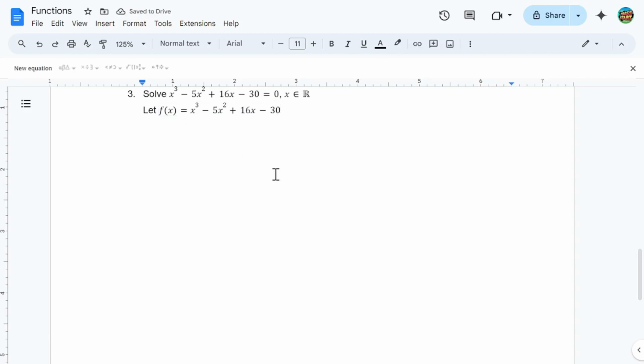So here's a tip for all of you. If you go to your calculator, press menu and press equation, which is the key 5, and press polynomial, which is key 2, and select your polynomial degree. In this question, the polynomial degree is 3, and we key in the equation 1x to the power of 3 minus 5x to the power of 2 plus 16x minus 30. It will give you 3 solutions.